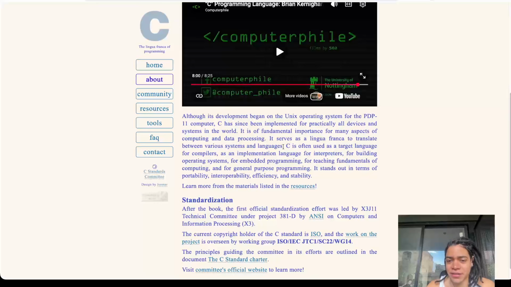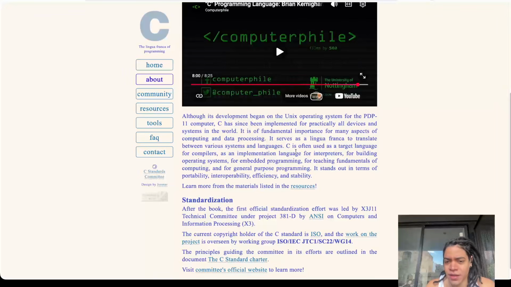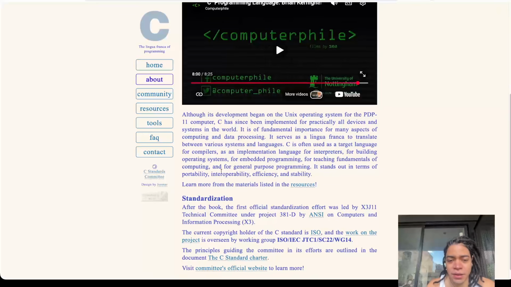Interesting. Look at this, and this actually is going to solve a lot of these issues, or this question that I have here, which is how do Ruby or interpreted languages store objects in memory? So not only is C often used as a target language for compilers, as an implementation language for interpreters, for building operating systems, for embedded programming, for teaching fundamentals of computing, and for general purpose programming. It's a standard in terms of portability, interoperability, efficiency, and stability.